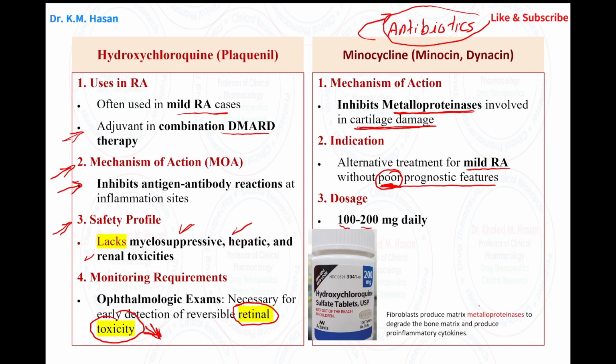Here we try to remind ourselves what metalloproteinases are. Fibroblasts produce matrix metalloproteinases, and this enzyme is responsible for degradation of bone matrix and production of pro-inflammatory cytokines.